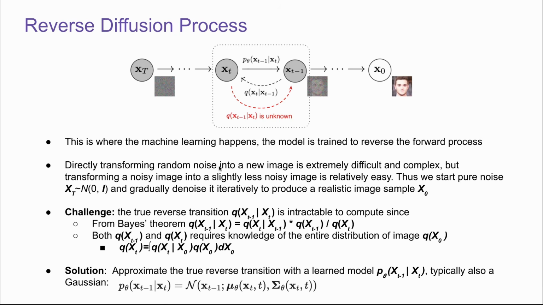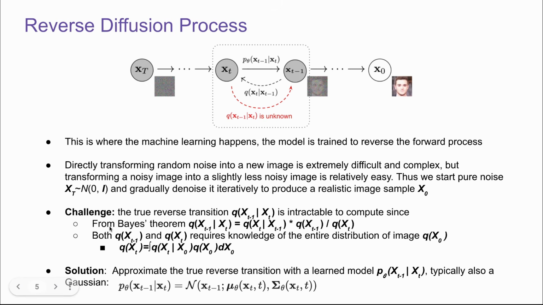Directly transforming random noise into a new image is very difficult and complex, but transforming a noisy image into a slightly less noisy image is relatively easier. Thus, we start from pure noise xt, which is a standard normal distribution, and gradually denoise it iteratively to produce a realistic image sample x0 here. The challenge here is we know the distribution of q of xt given xt minus 1 from the forward diffusion process, but we don't know the distribution of xt minus 1 given xt. It's basically intractable to compute.